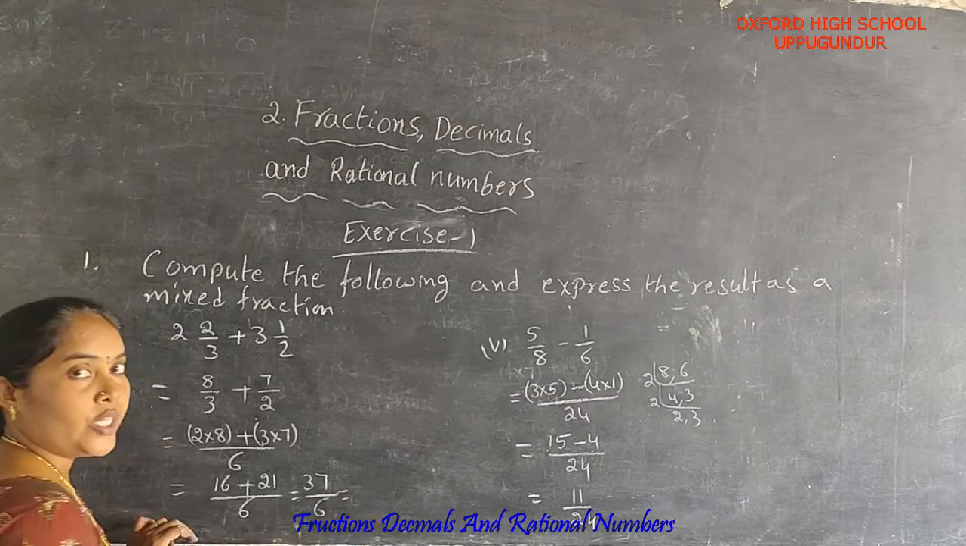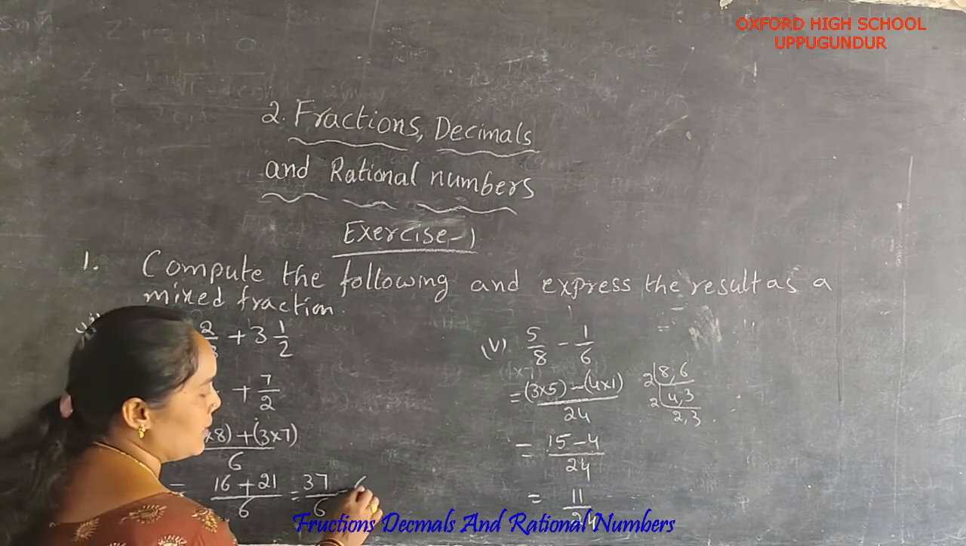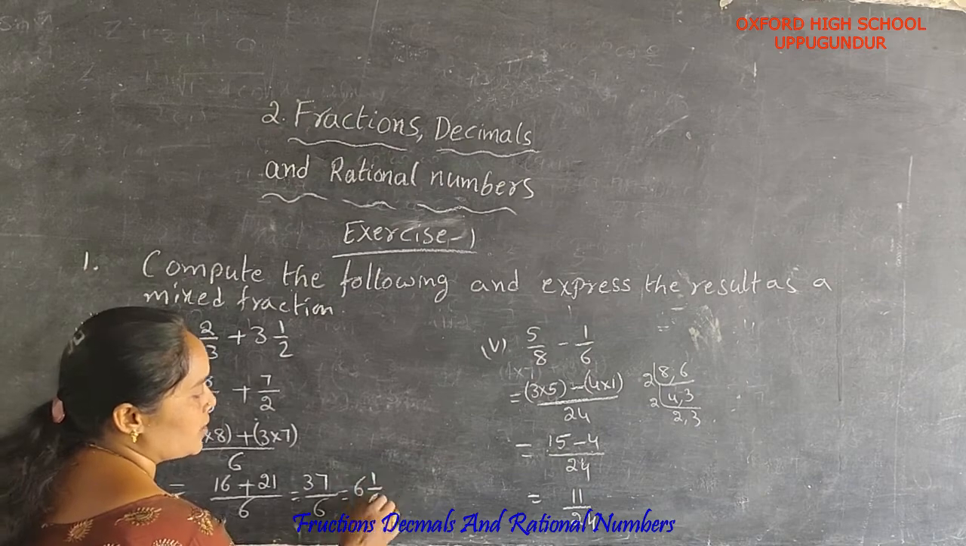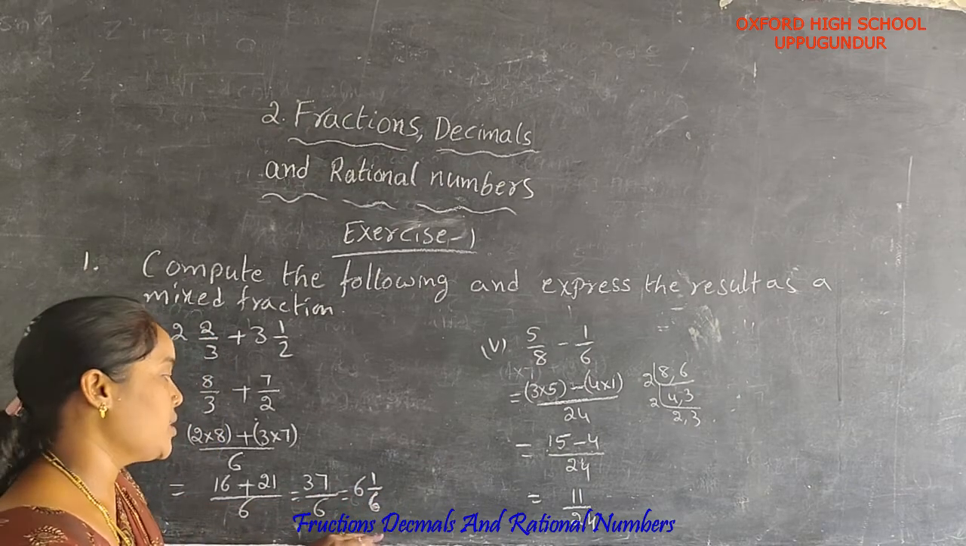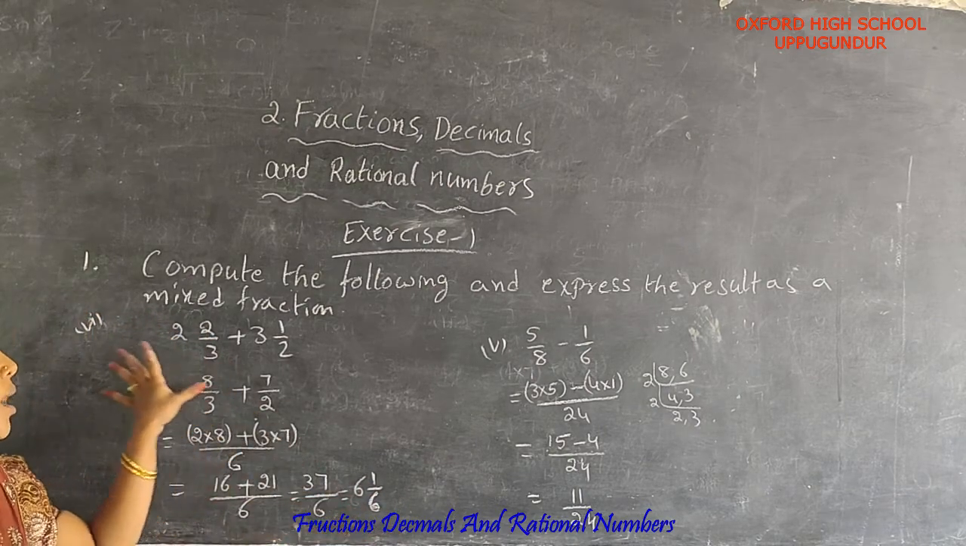37/6 is an improper fraction. That's why we convert it to a mixed fraction. 6 sixes are 36, so 6 1/6. 6 1/6. Okay, understood? This is the first Roman.